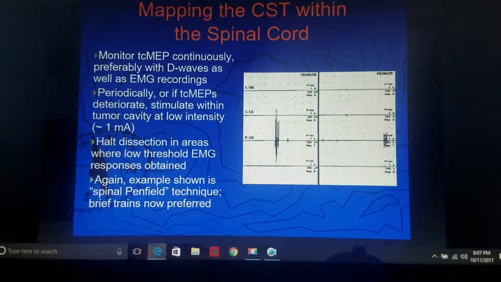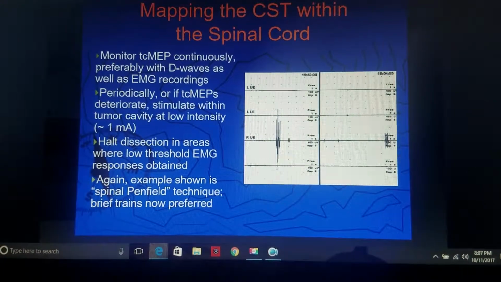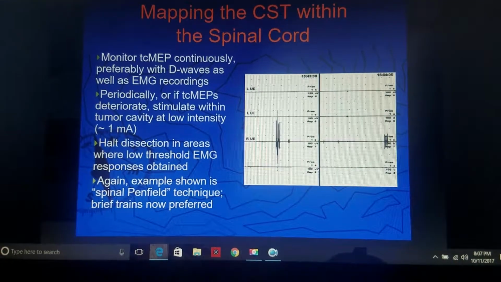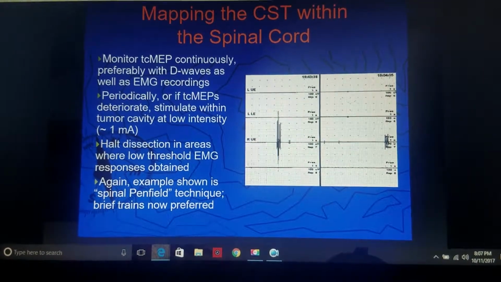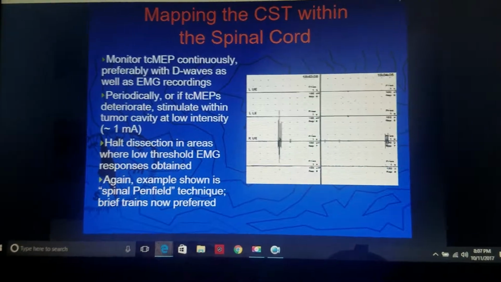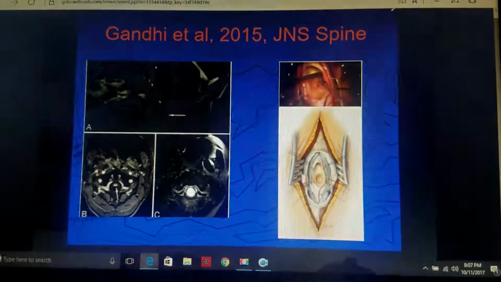And every now and then, or particularly if transcranial MEPs start to deteriorate, then stimulate within the tumor cavity at a low intensity, around 1 milliampere, and if you start getting responses at a low threshold, then that's a good place to stop.